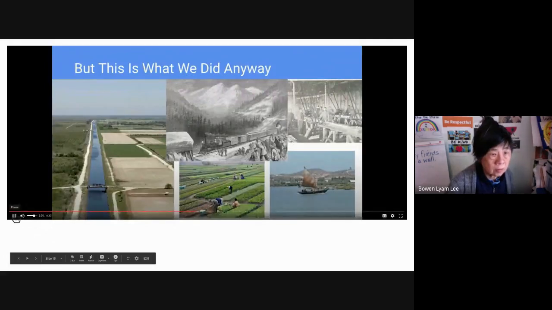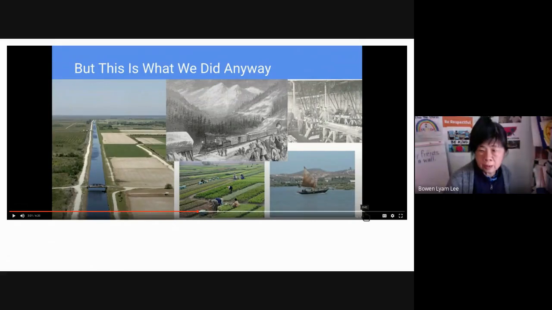We built the railroads. Okay, so I'm going to fast forward a little bit to the end.